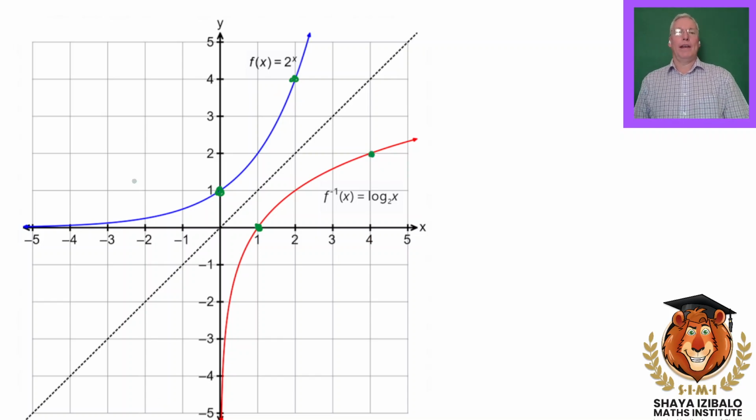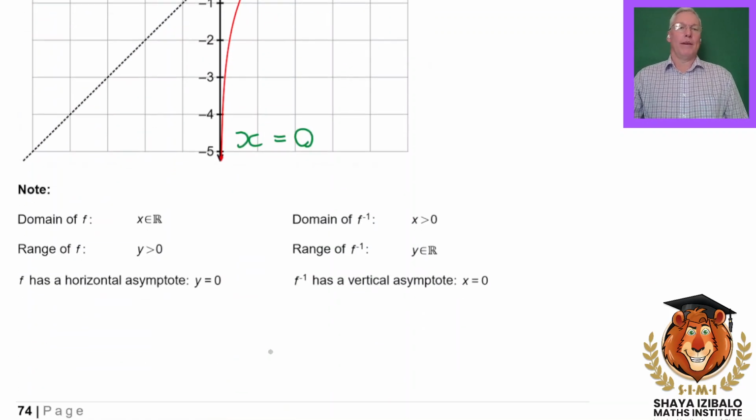This graph has got an asymptote, a horizontal asymptote, which is the x-axis. Its equation is y equals 0. This graph, the inverse, has got a vertical asymptote, equation x equals 0. So what was x becomes y. We're going to draw some just now.